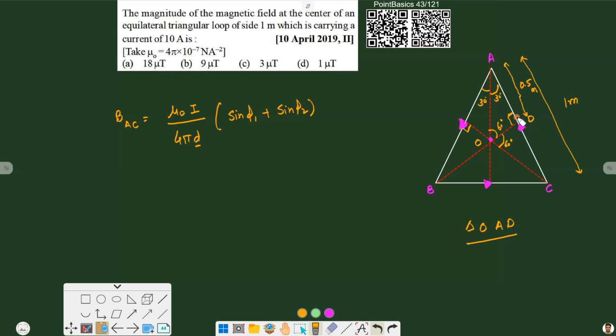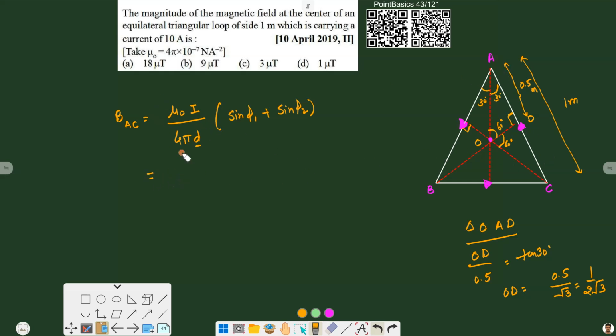In triangle OAD, we know the value of the base is AD, that is 0.5, and we have to find the perpendicular OD. So perpendicular by base is tangent theta, so OD by the base, that is 0.5, is equal to tangent of 30. So from this, OD comes out to be 0.5 by root 3, or we can say it is 1 by 2 root 3. So now we have all the values for conductor AC.